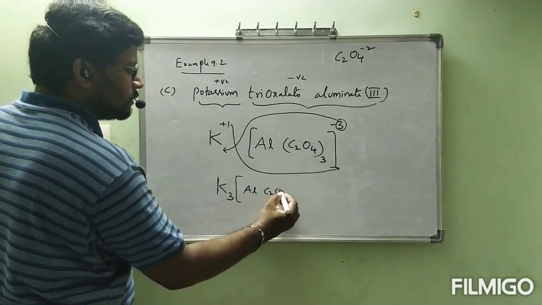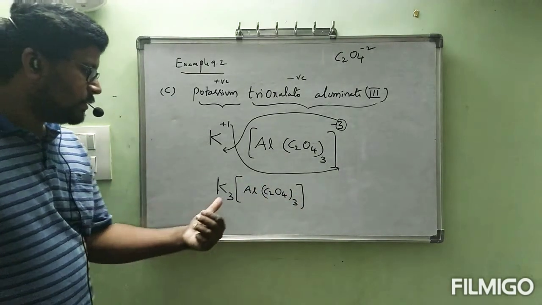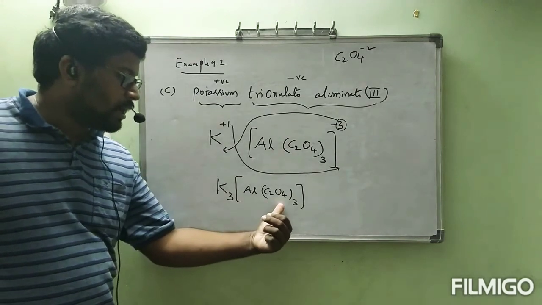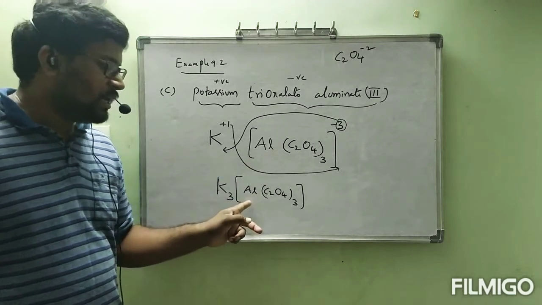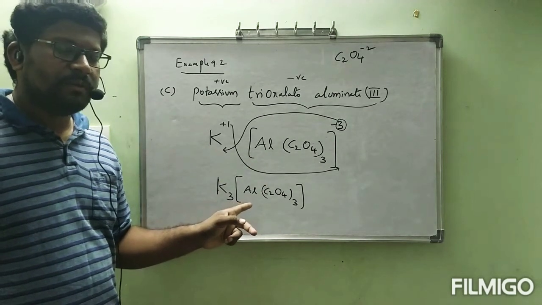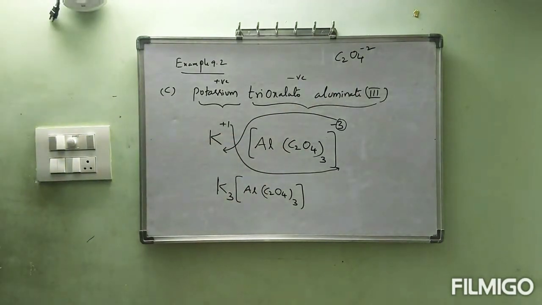Al C2O4 thrice. See, potassium trioxalato aluminate 3. Aluminum has plus 3 oxidation number here. Every time aluminum will be plus 3 oxidation number only. That's why they wrote 3. Please observe this now, all of you. Potassium trioxalato aluminate 3. Okay, shall we go to next one?